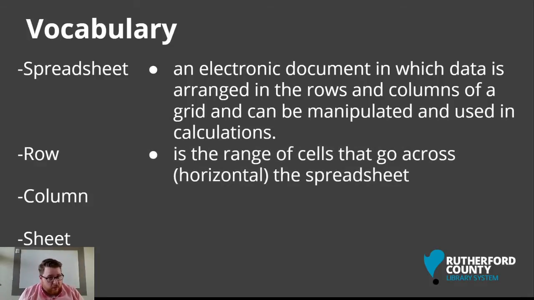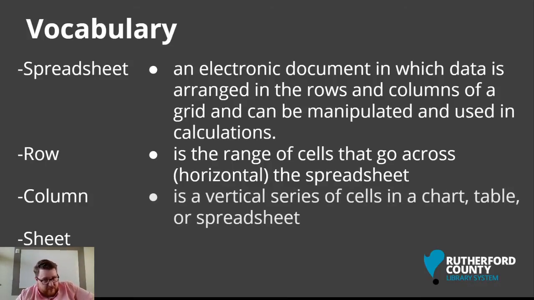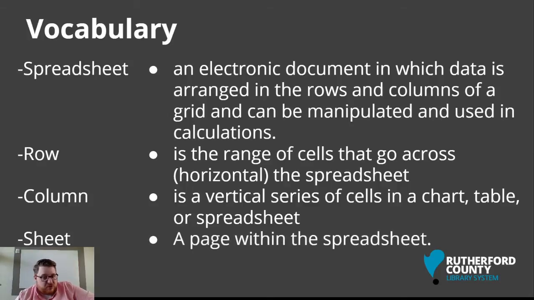What is a row? A row is a range of cells that go across the spreadsheet horizontally. Cells are what the spreadsheet is made out of. A column is a vertical series of cells in your chart, table, or spreadsheet. And then, of course, a sheet is a page within your spreadsheet. Each spreadsheet document can have multiple sheets.